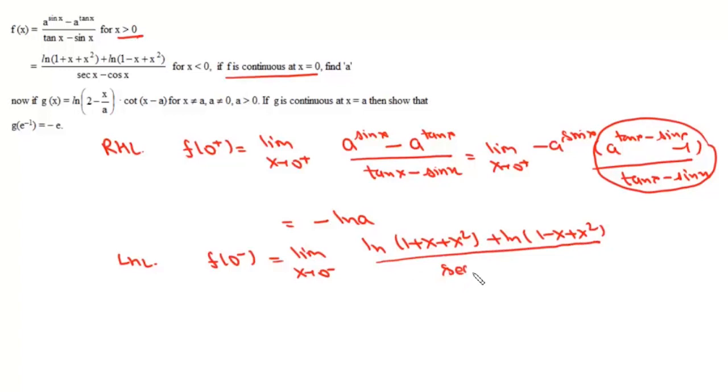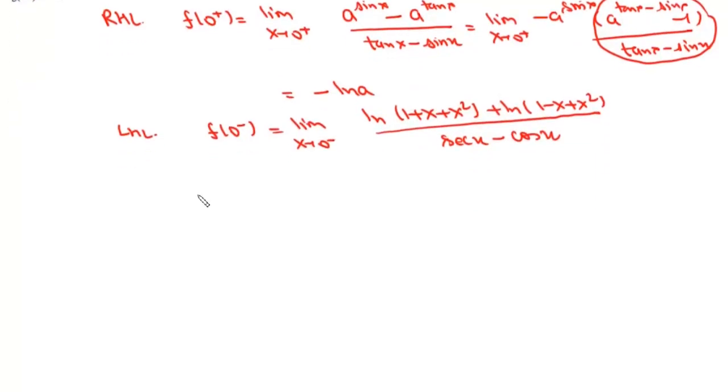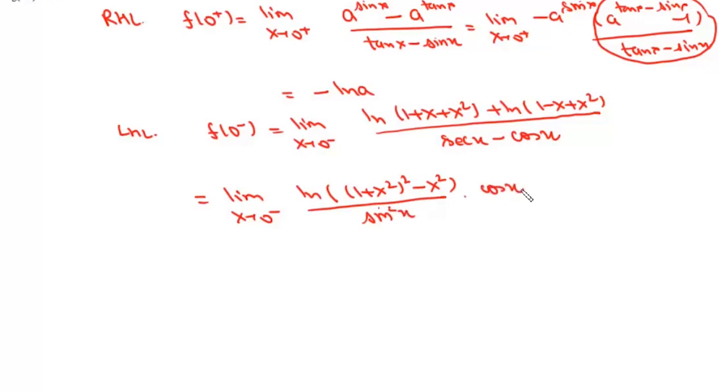upon secant x minus cos x. Now this is log m plus log n, so it will be log m into n, and this is (a + b) into (a - b), so it will be a² - b². So I'll directly write this as limit x tends to 0 negative, log of m into n. Now this is a plus b, a minus b, so it will be (1 + x²)² - x², and we write secant x as 1 upon cos x. So it will be 1 minus cos² x, which is sin² x into cos x.